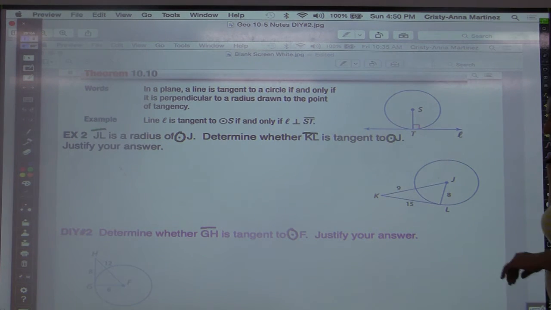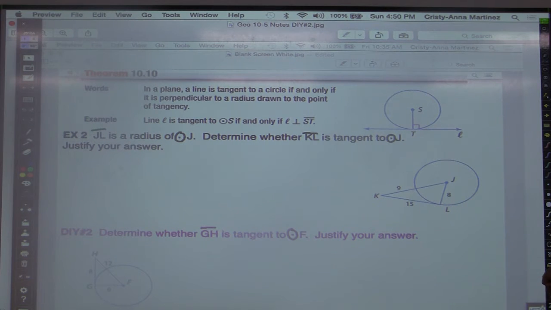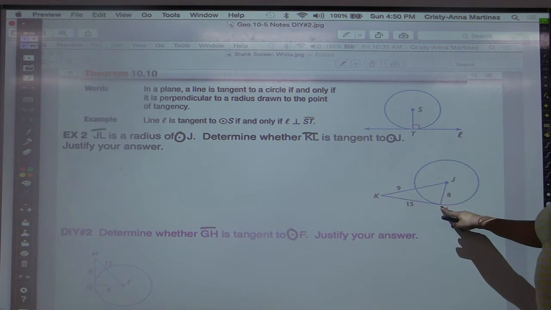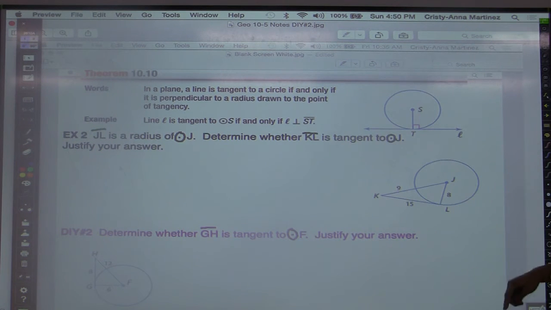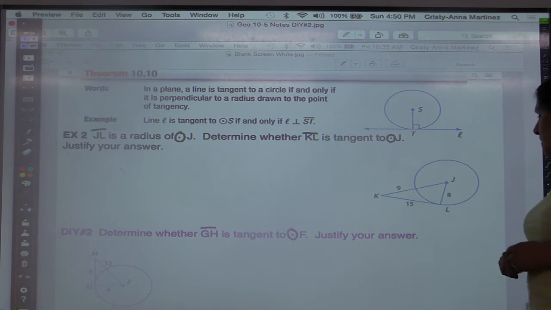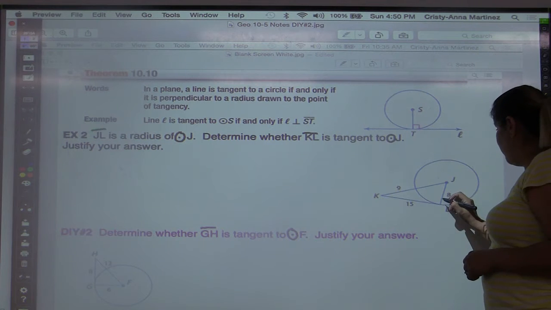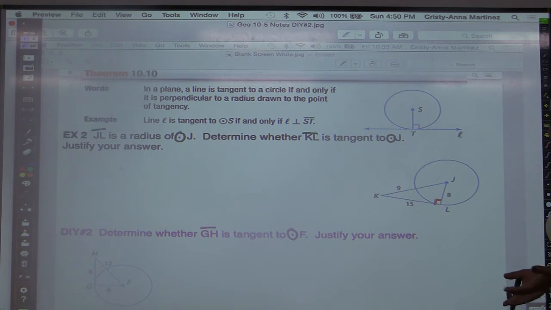So in example 2, it says JL, which is right here, is a radius of circle J. Determine whether KL, which is this segment here, which appears to be tangent, is tangent to circle J, and then justify your answer. Well, since this should be a right triangle if it is in fact a tangent, it would have to be perpendicular here. So this would have to be a 90-degree angle. And if that were a 90-degree angle, then the Pythagorean theorem would apply.